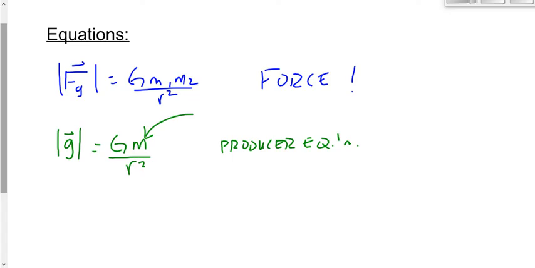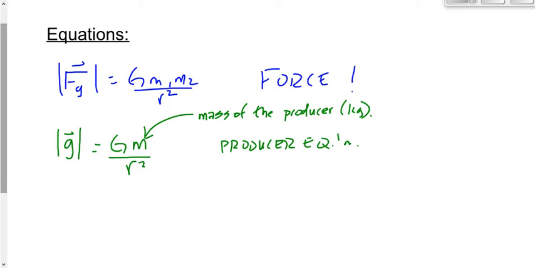Big G, of course, is 6.67. R is the distance from the center of the producer, what's causing it, to the point where you want to find the field. And M is the mass, but specifically, it's the mass of the producer, the mass of whatever causes the gravitational field. Sometimes you have the mass of an object producing the field, and sometimes you have the mass of an object experiencing the field. If you want to find the field strength and you're using this equation, let's make sure you're using m of the thing that causes the field. Even if you're given two values, use the one that's the mass of the producer.